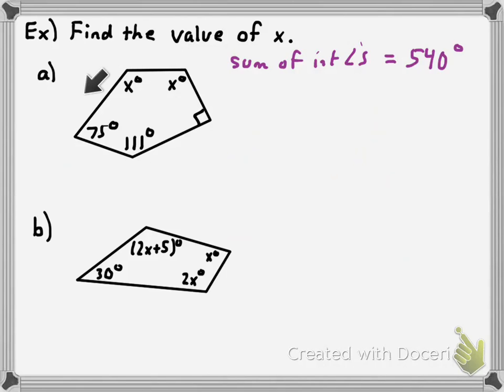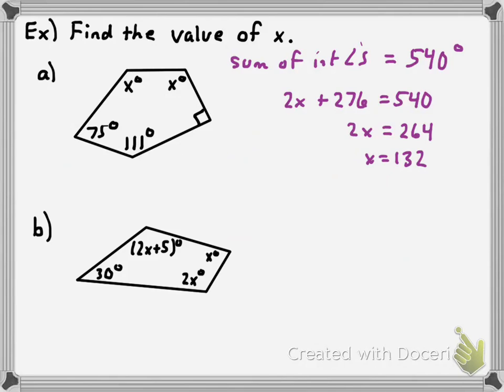All right, if we're going to add up all 5 of these angle measures, well, we're going to have an x plus x, so we're going to have a 2x. And then we can add up the constants as well. 90 plus 111 is 201. 201 plus 75 is 276. So there, we showed that the sum of the angle measures equals 540. Then we'll do a little bit of algebra to find the value of x. Let's see, 540 minus 276 is 264. And then divide by 2, we get 132. So those 2 missing angle measures there were each 132 degrees.